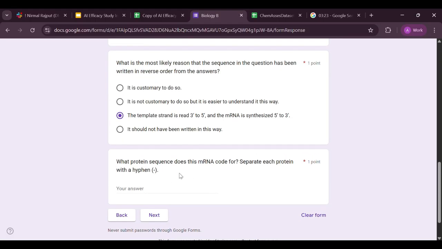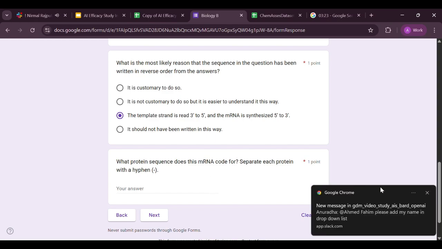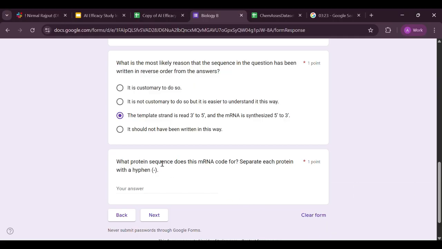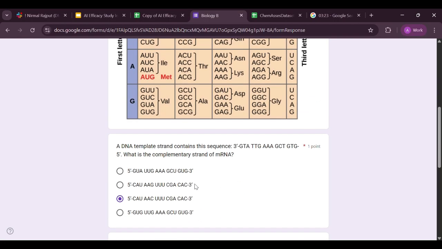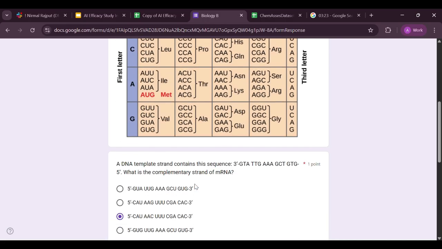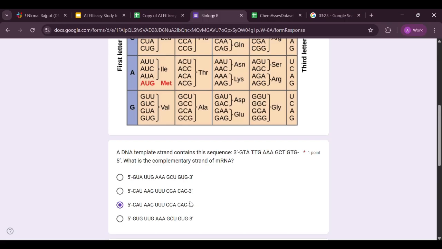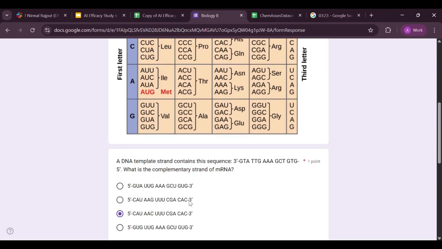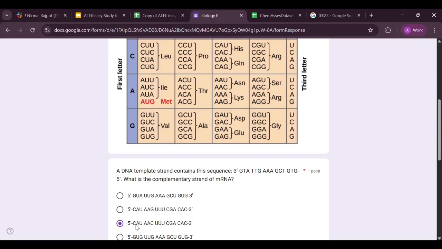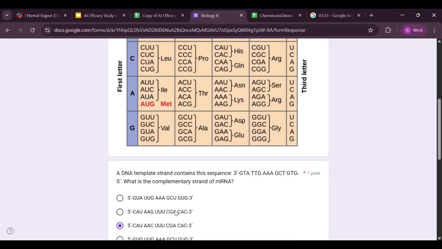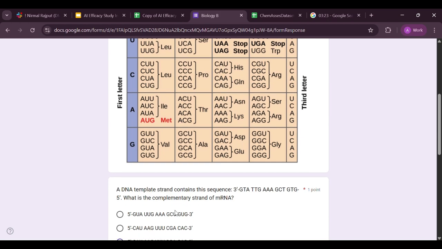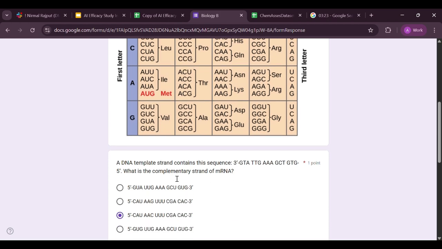So, what protein sequence does this mRNA code for? Here we can see from this image, and it is asking about this mRNA. So this is the mRNA. So we will see where it is: CAU, AAC, UUU, CGA, and CAC. Let's check whether I am guessing it correctly or not. We will get to know in the future when we submit the answers.